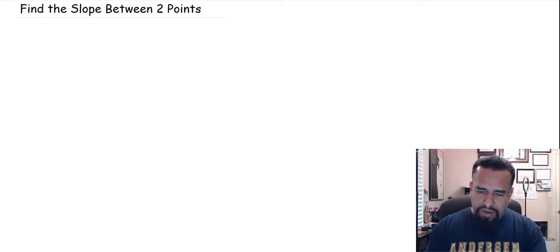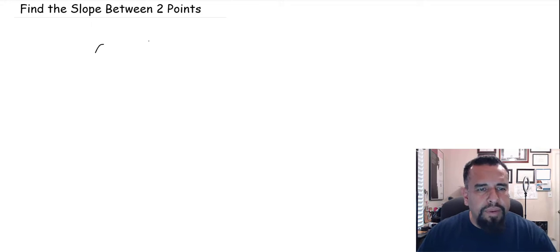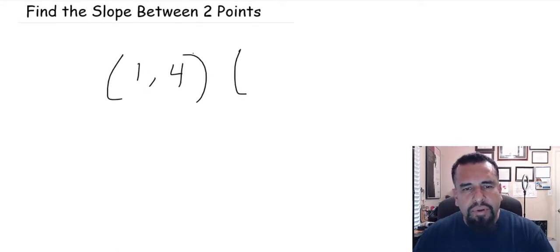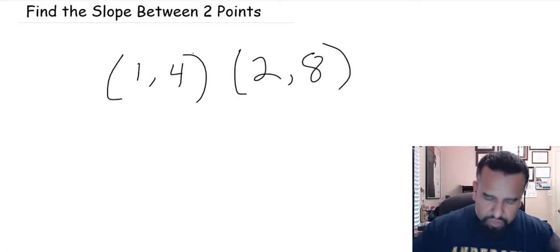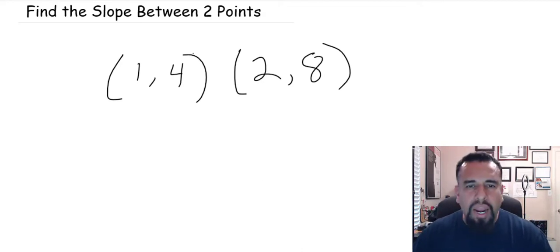I wrote down an ordered pair here. I can't find it. Let's just make one up. Here we go. So, we're going to find the slope between 2 points. So here are my points. Let's see, 1, 4. And the other point would be 2, 8. We'll keep it positive because right now we're just learning how to find the slope. We don't want to deal with negatives right now. No negatives. Keep it positive.